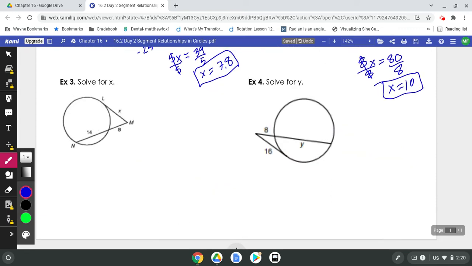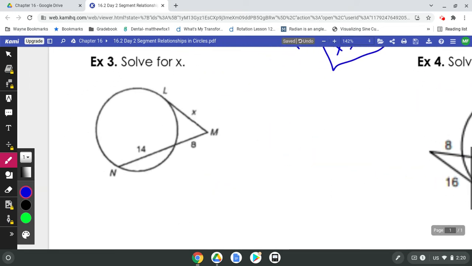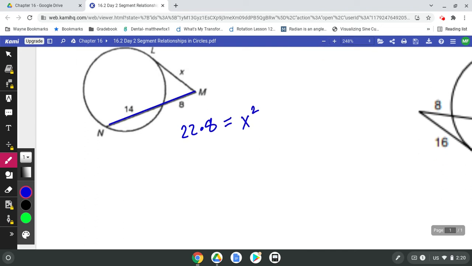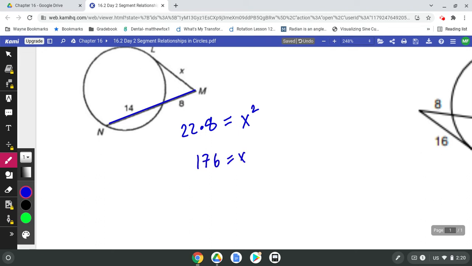Two more to do. Number 3 is a little different, so let's look closely. The difference here is that just our secant has both parts. So to get the total, 14 plus 8, add those together. 14 plus 8 is 22, times the exterior part, which is the 8, equals the tangent squared, so x squared. 22 times 8 will give us 176. That still equals x squared. At this point, we take the square root of both sides.